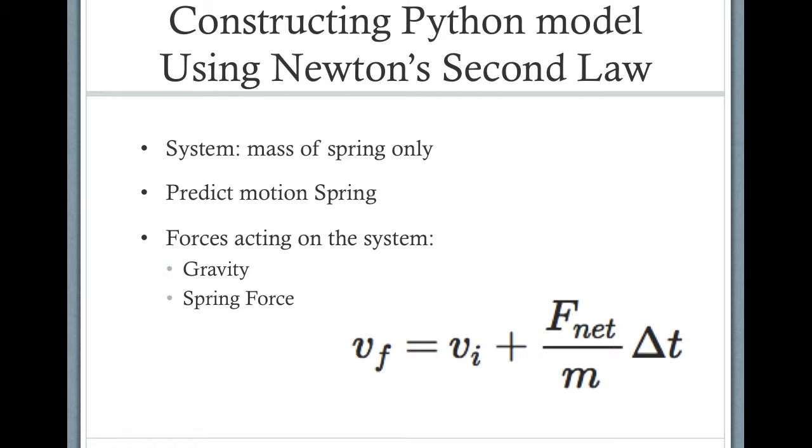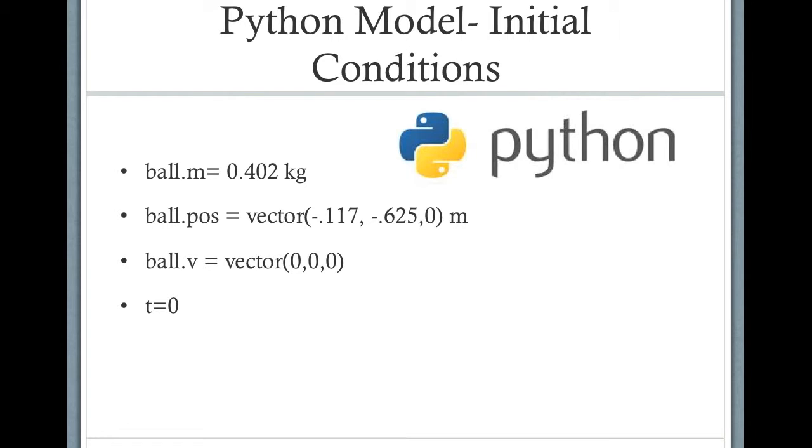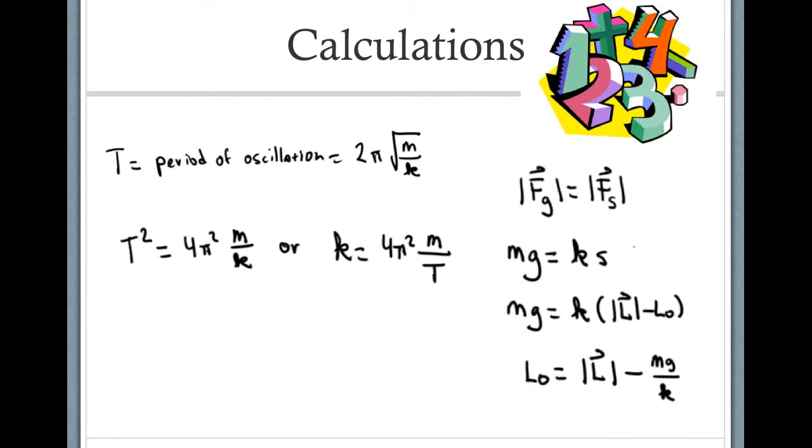Using Newton's second law, we were able to construct our first Python model, which predicted and modeled the movement of an oscillating spring. We considered the mass of the spring as our system, where gravity and the spring forces were the only forces acting on the system. Initial conditions such as the mass of the ball, which was 0.402 kilograms, the ball's initial position, which was negative 0.117 in the x, negative 0.625 in the y, and 0 in the z meters, and an initial velocity of 0 were plugged into the Python model.